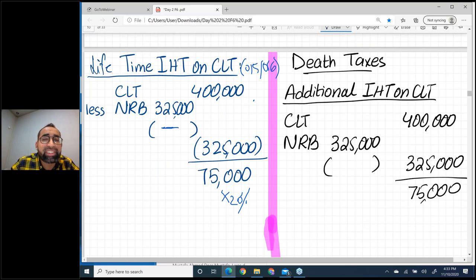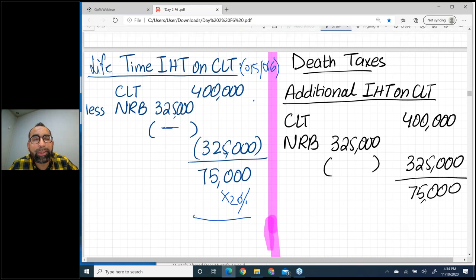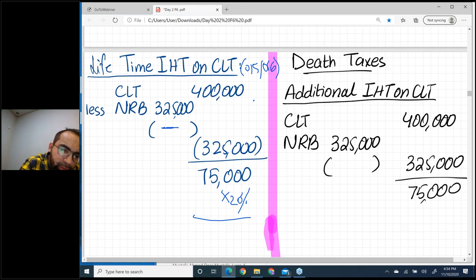Why is the tax rate 20%? Because I just told you, in this case the lifetime IHT is paid by trustees, so you will have 15,000. This is the first answer. You have just calculated the lifetime IHT on the CLT. Okay, now done.